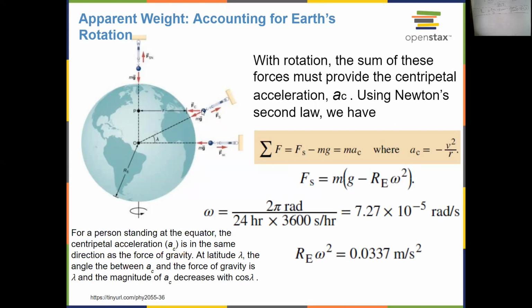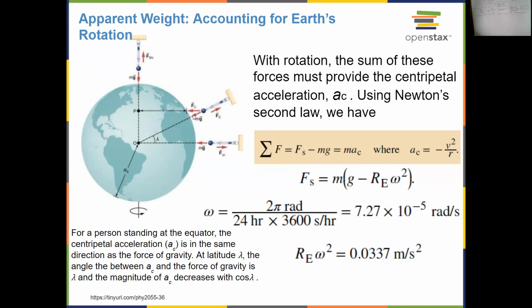Say we are somewhere here. There's mg towards the center, but due to the Earth spinning, we are having circular motion, so there's a centripetal force in this direction. The total force is the sum of these two, and that is what is read from the scale. Now this centripetal force compared to mg should be very small.